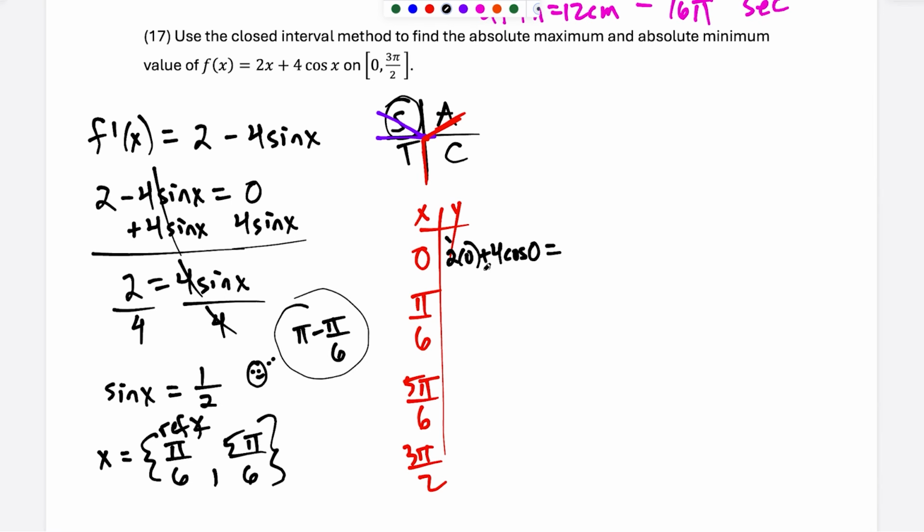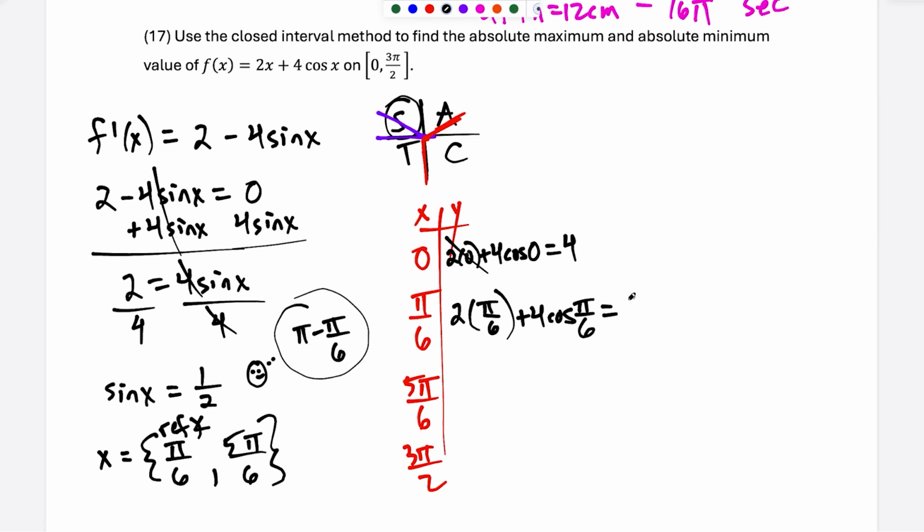And that's going to give me 2 times 0 is 0 plus 4 times 1 is 4. So this would give us our first function value here. For the next value here, we just plug in pi over 6. So we're going to have 2 times pi over 6 plus 4 cosine pi over 6.